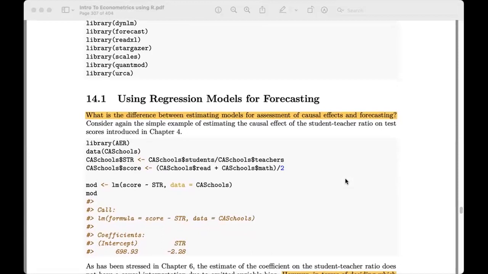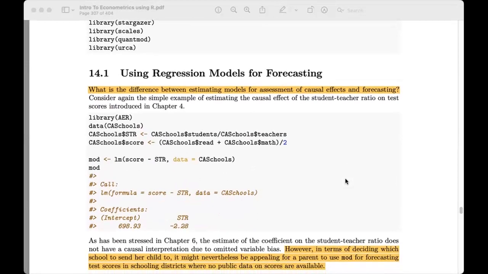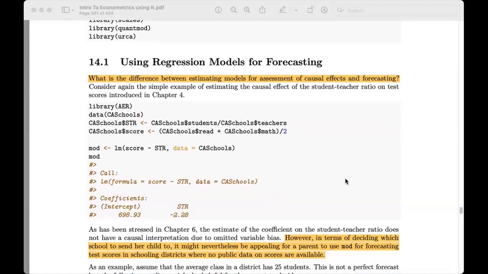So it starts with using regression models for forecasting. What is the difference between estimating models for assessment of causal effects and forecasting? Forecasting is basically more like predicting, whilst for causality, we look at whether X causes Y, whereas for forecasting, we just predict how much X predicts Y.